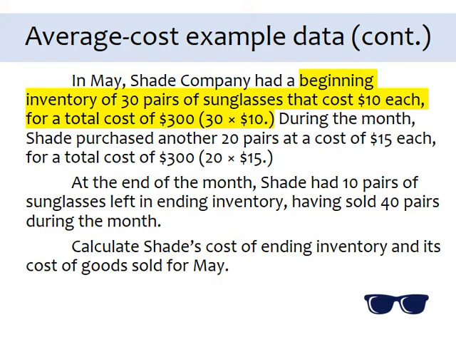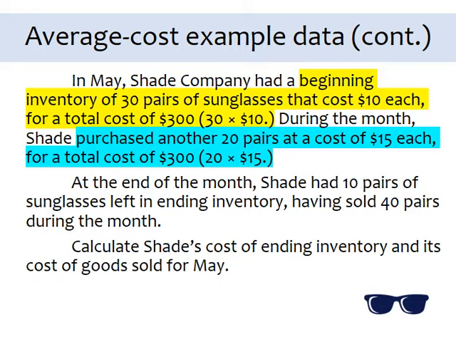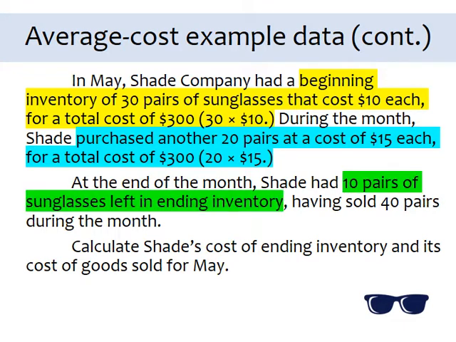Let's just make note of the key information that we will be using. First, note the beginning inventory of 30 pairs of sunglasses that cost $10 each for a total cost of $300. Next, we see the purchases are $300, which is 20 pairs at a cost of $15 each. Ending inventory consisted of 10 pairs of sunglasses. We don't know the cost of that ending inventory. That is why we have to go through the calculations. Also note that 40 pairs of sunglasses were sold during the month.